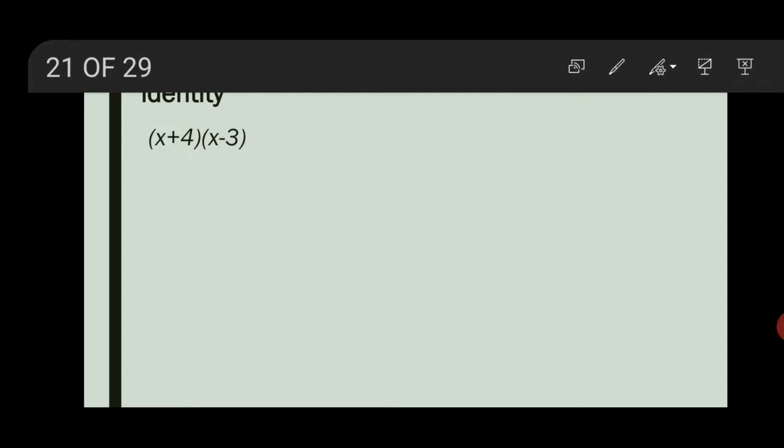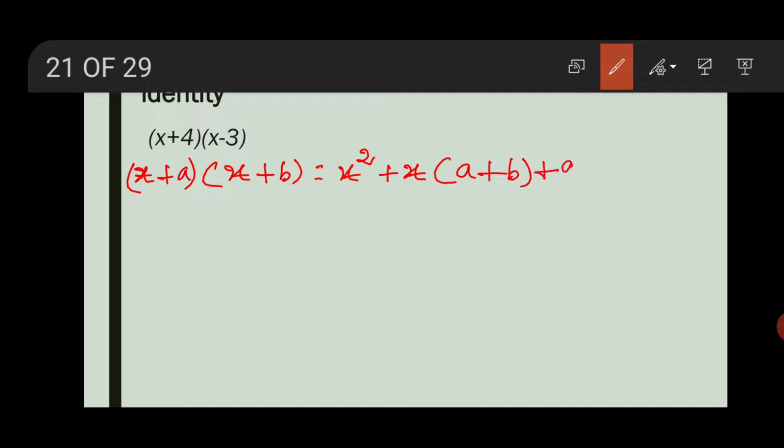Find the product of the following using a suitable identity: x plus 4 into x minus 3. This product we can factorize using the identity (x + a)(x + b) is equal to x square plus x into (a + b) plus ab. Here, what is the value of x? In the problem, the value of x is x, the value of a is 4, and the value of b is minus 3.